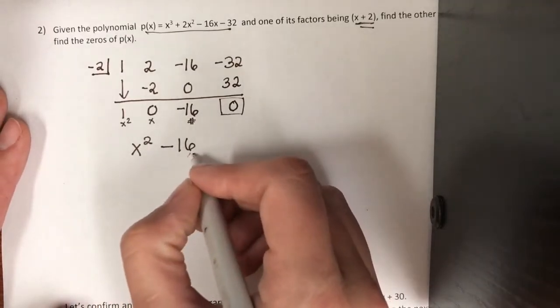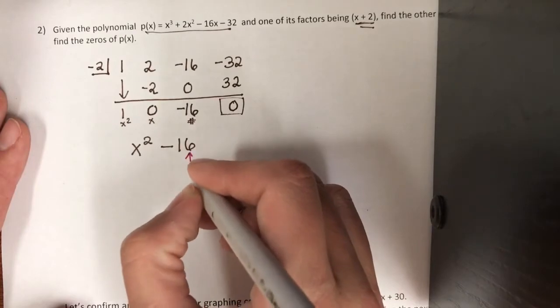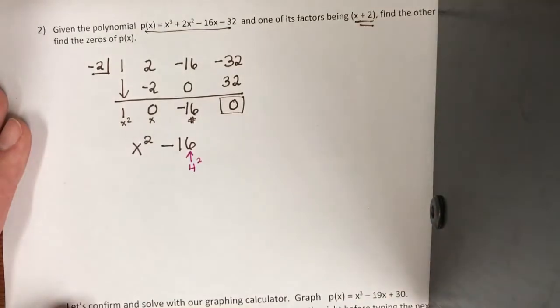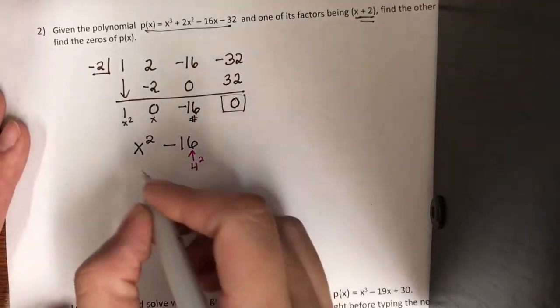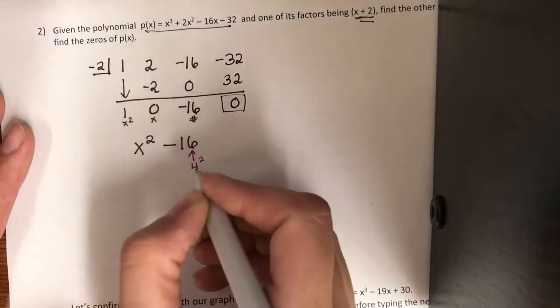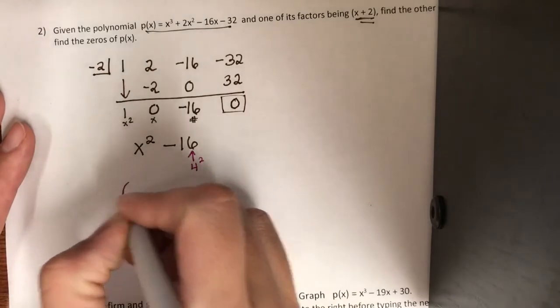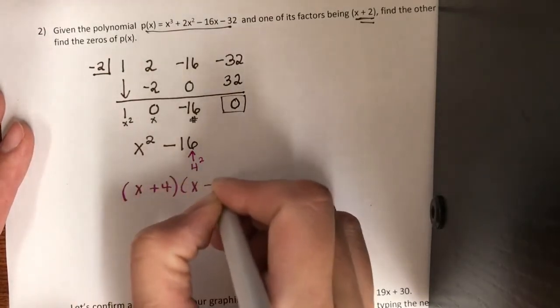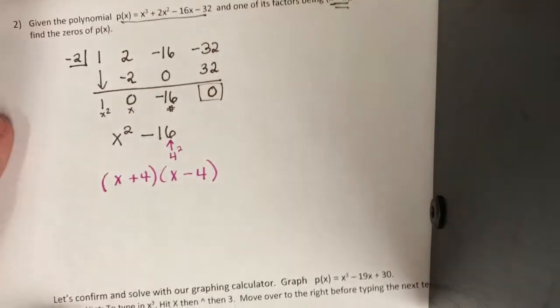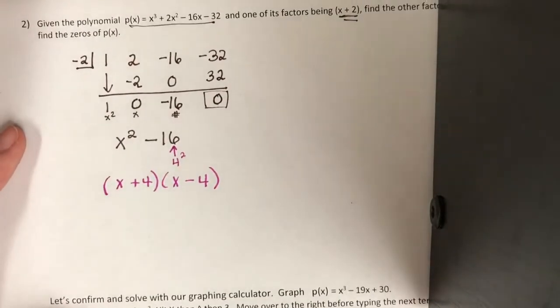Well, we know that 16 is the same as 4 squared. Right? And we know x squared is x squared. So a difference of squares, there's my a, there's my b. Right? So it's going to be x plus 4 and x minus 4. So there are my other two factors.